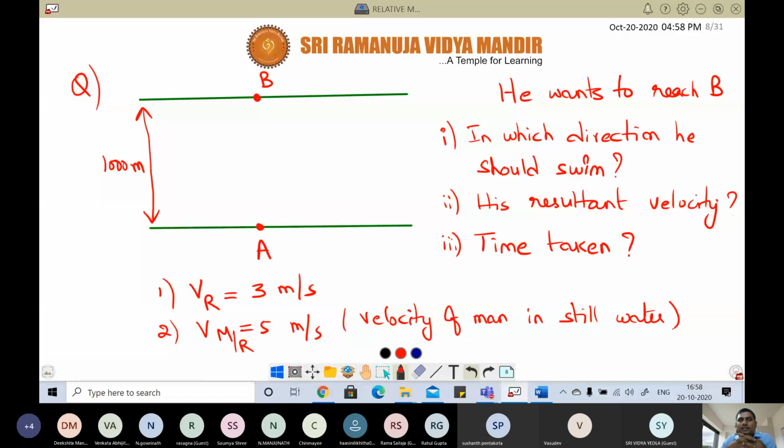If you follow the diagram method, you will not take this much time. If you remember the equations and all, it's good. First one.